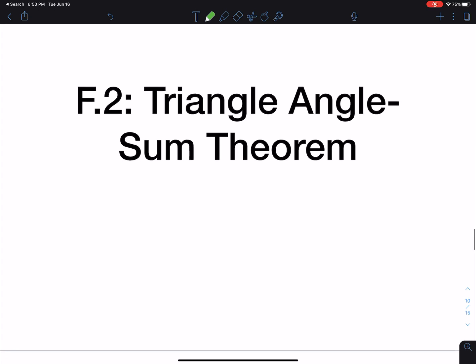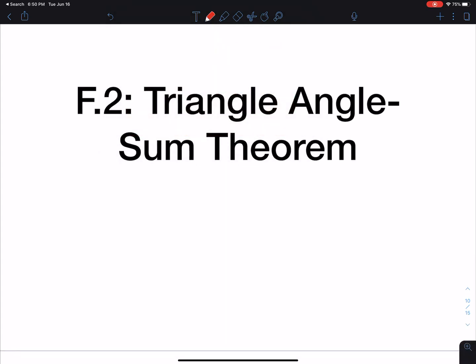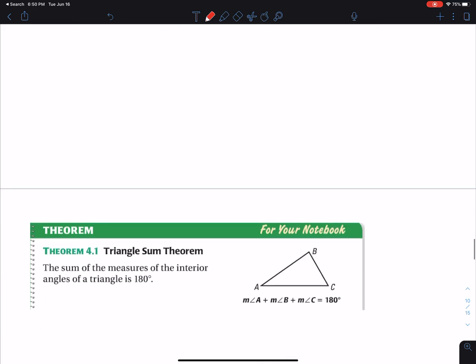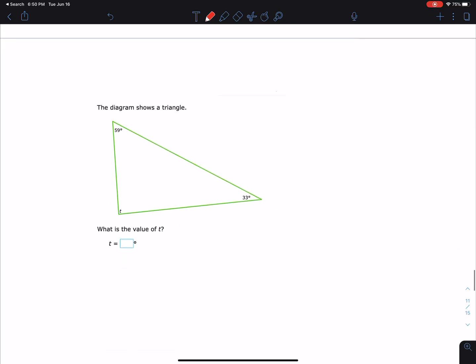Okay, now F2 is so much fun for me. I love F2. Buckle up. You're going to want a calculator. This is the fun calculations part. Okay, so triangle sum theorem. So what this says, I mentioned it above, all three interior angles, so interior is inside, add up to 180. Okay, that's always and forever.